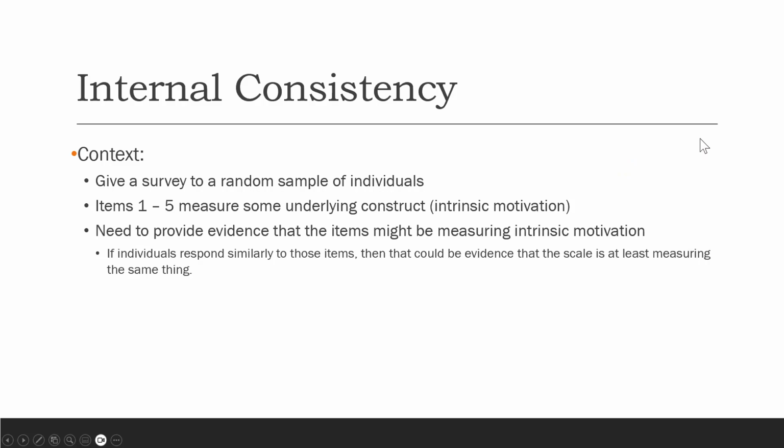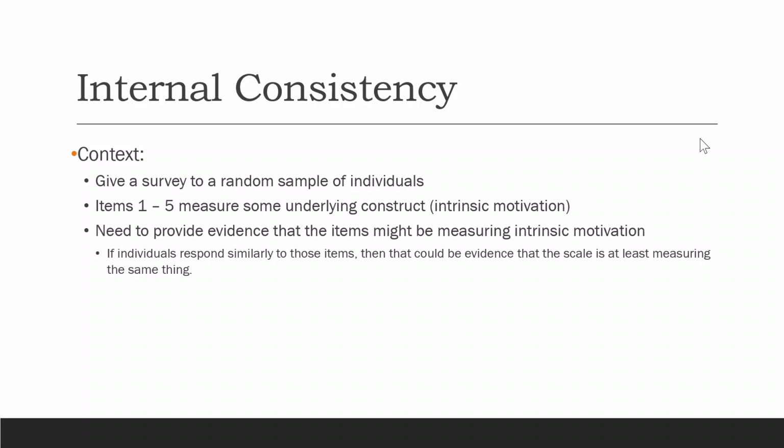Internal consistency. Let's get to the definition of internal consistency. I know you read this in your textbook, but I wanted to explain this a little bit more. So I have this example scenario here. It says, suppose we gave a survey to a random sample of individuals, and there were five items, 1 through 5, that measure some underlying construct, right?